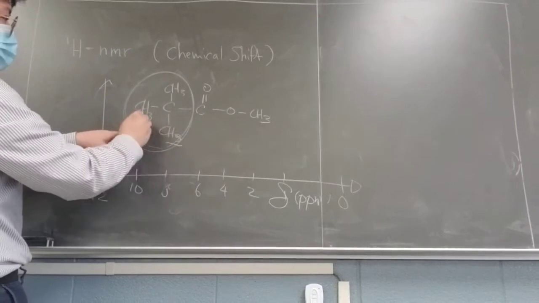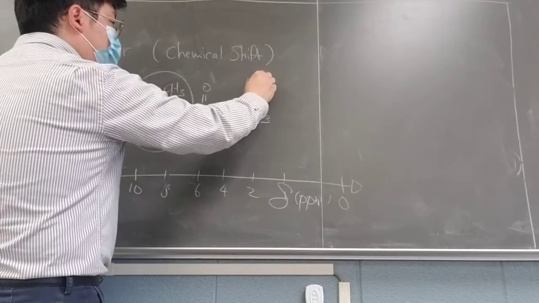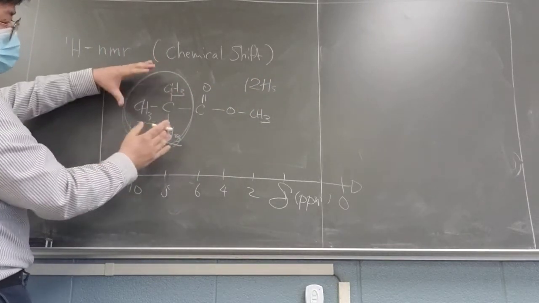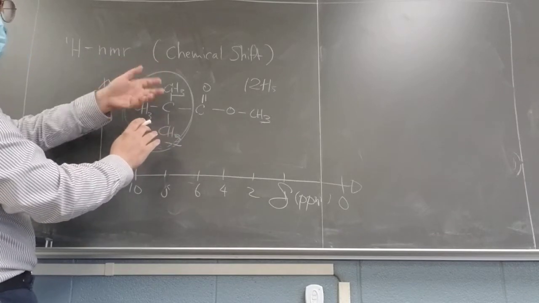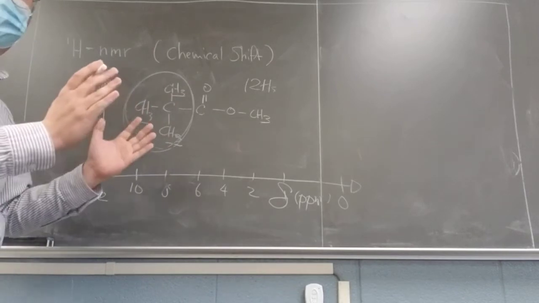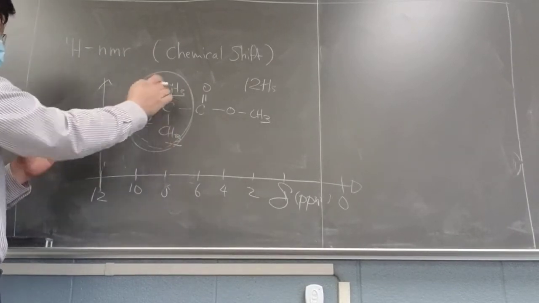So there will be in total 12 hydrogens, but on this side there are 9. But as you can see, they can also rotate, right? So they will experience pretty much a very similar chemical environment around those 9 hydrogens on 3 carbons.